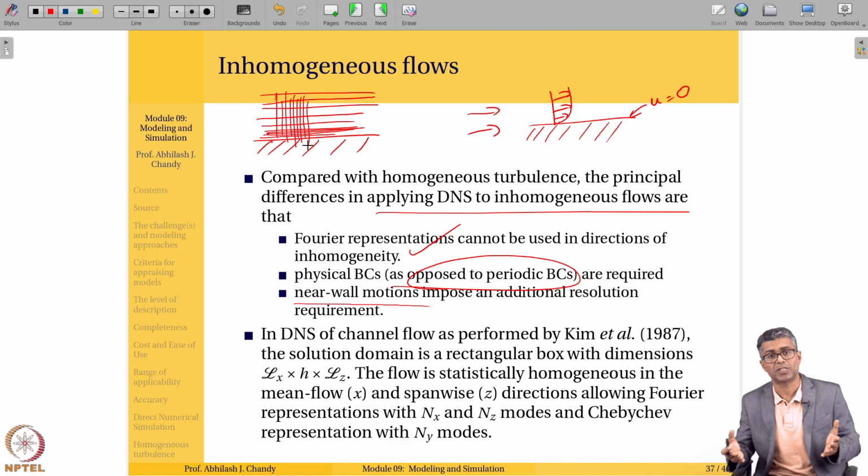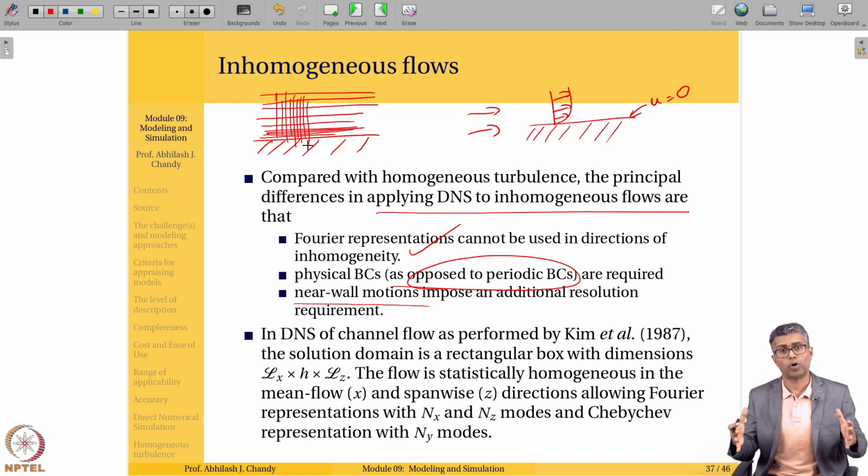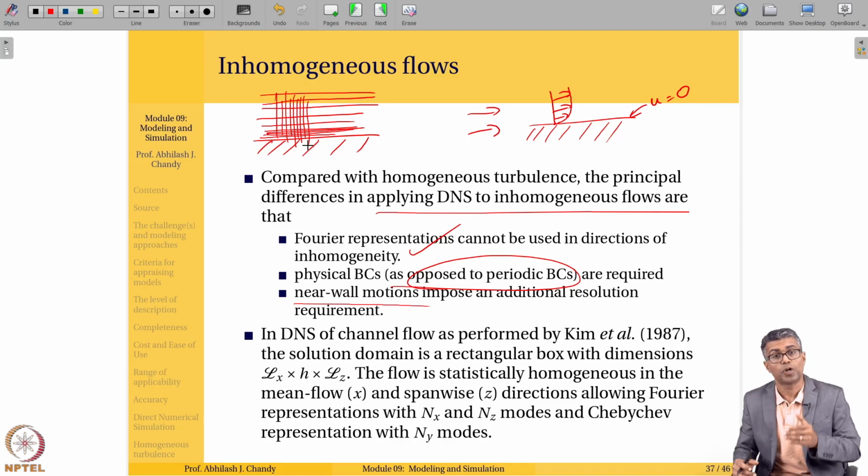In homogeneous turbulence, that is not the case. You have a box, there are no walls, there are no additional resolution requirements to account for near some kind of boundary or in a particular location. The resolution requirement everywhere is the same in homogeneous turbulence. So that means you can have a uniform grid in homogeneous turbulence, whereas in inhomogeneous flows, you might have additional requirements because of the presence of something like a wall.